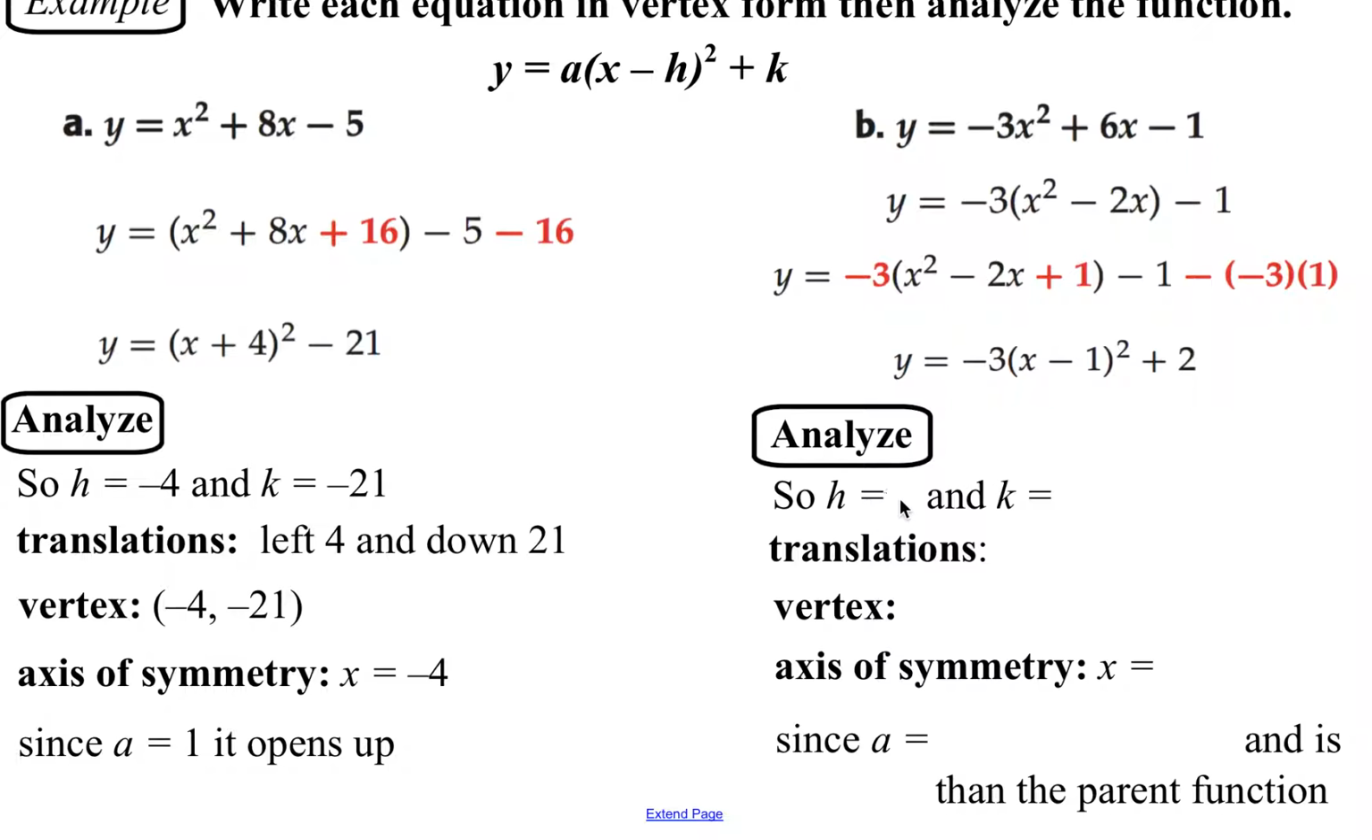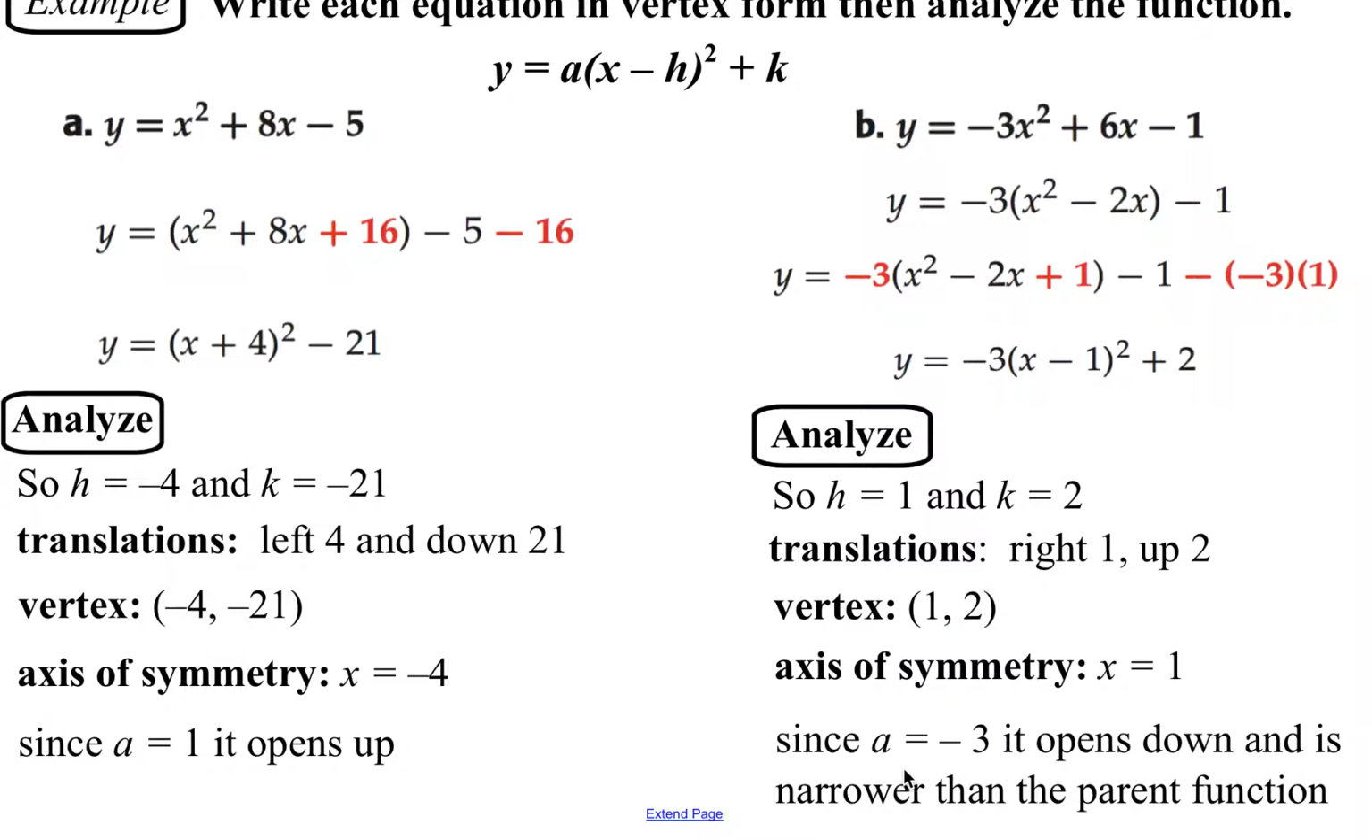So this tells me that h is 1, k is 2. So that tells us our translation is to the right 1 unit and up 2 units. The vertex is 1, 2. The equation of the axis of symmetry is x equals 1. In this one, a is negative 3. So since a is negative 3, we know that it opens down. And this value is a whole number, so that tells us that it is narrower than the parent function. It's a little bit skinnier.